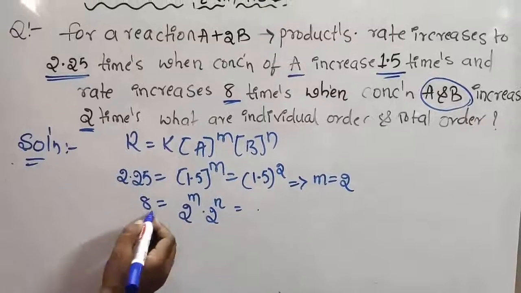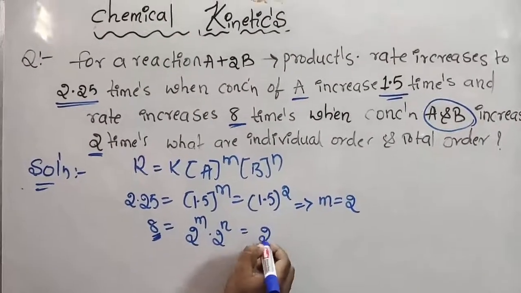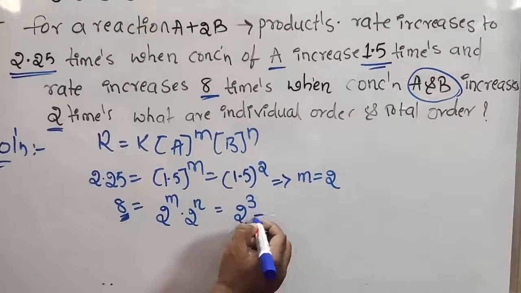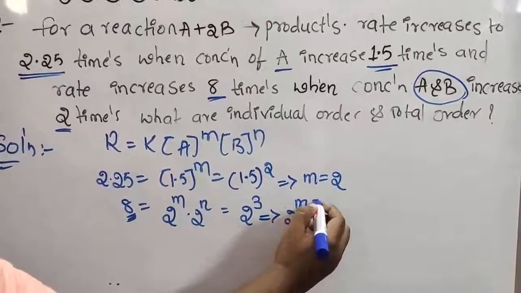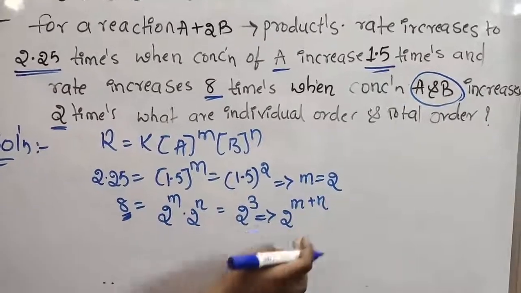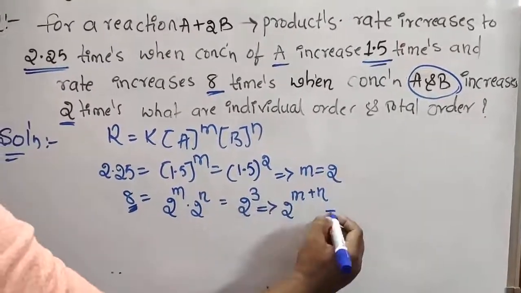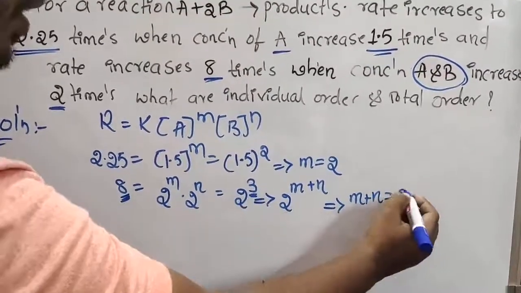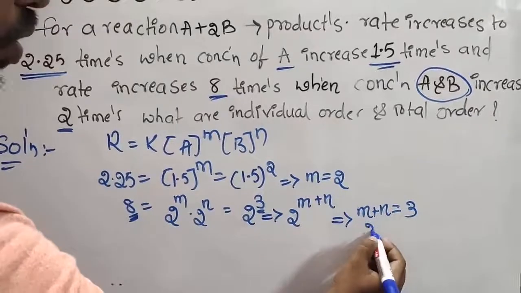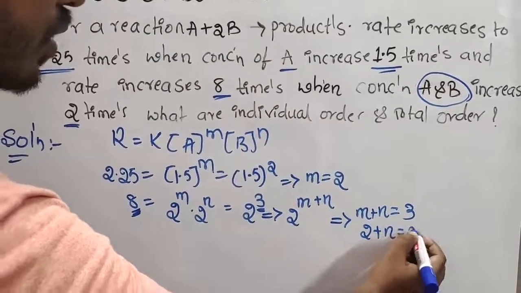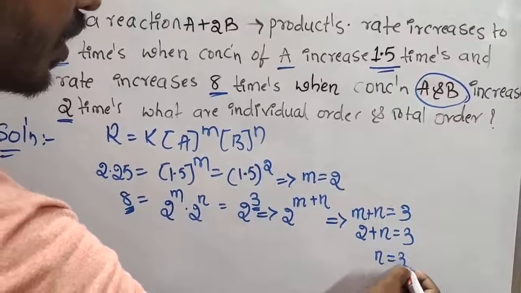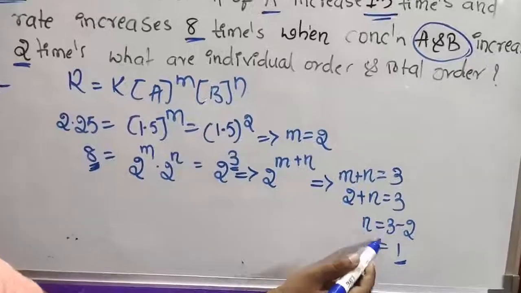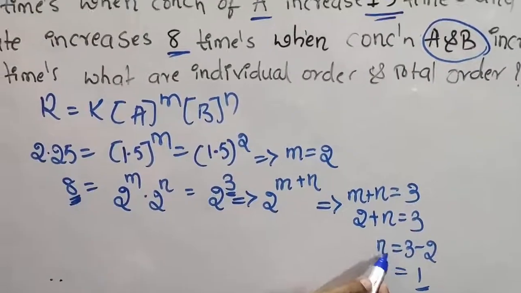That means 8 equal to 2 to the power of 3. That means 2 to the power of m plus n. Already we know m equal to 2. So m plus n equal to 3. 2 plus n equal to 3. And here n equal to 3 minus 2, that is 1. So we got n also. n equal to 1. So m equal to 2 and n equal to 1.